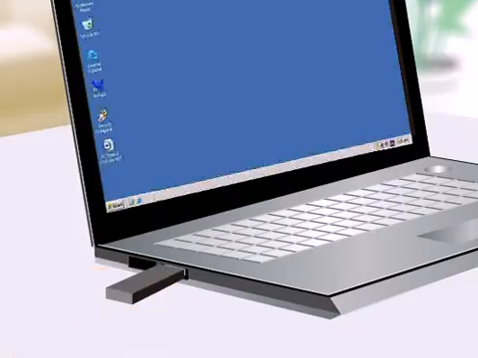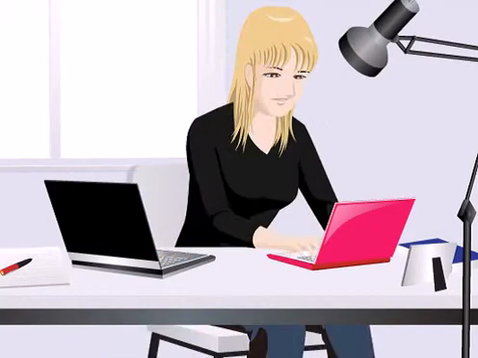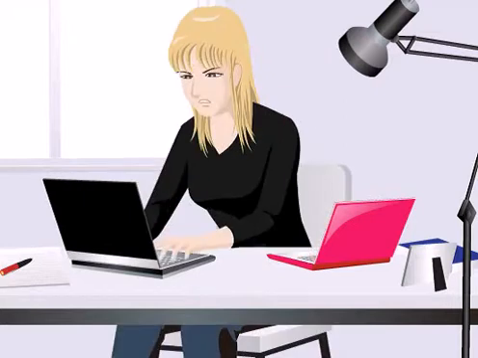However, this means she has to synchronize the two computers when she gets home. Having to operate two computers at once is giving Kelly a headache.